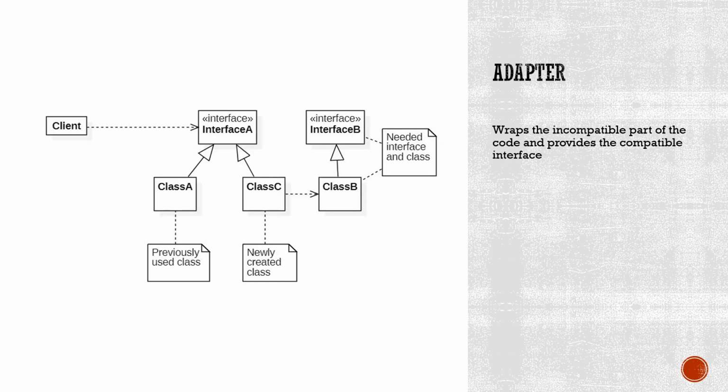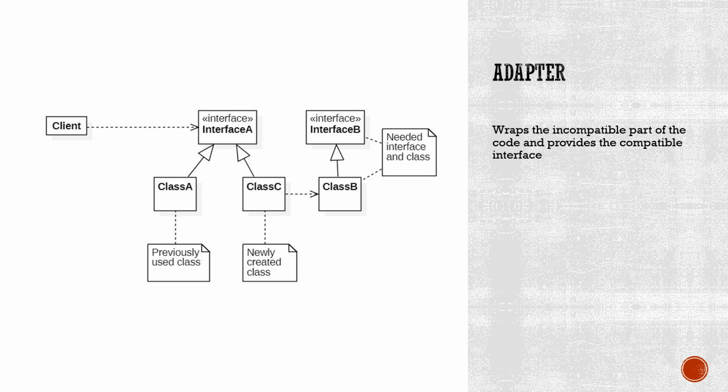The next pattern that we'll discuss is called adapter. It wraps the incompatible part of the code and provides the compatible interface. Let's say that we have a class called client that depends on the interface A. However, we need to use class B as the implementation. However, class B doesn't implement interface A, but it implements interface B instead.